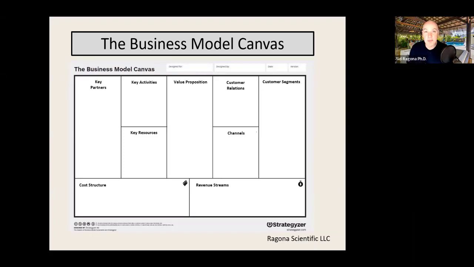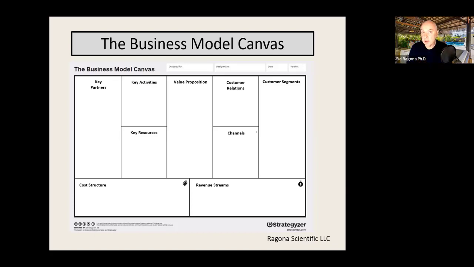On the right-hand side, as you're looking at the document, you will notice several other boxes. You'll notice customer segments, customer relations, channels, how you communicate with your customers, and the revenue that comes from them. Everything on the right-hand side is who you generated the value proposition for and how you actually communicate it to them. And of course, how you earn money.